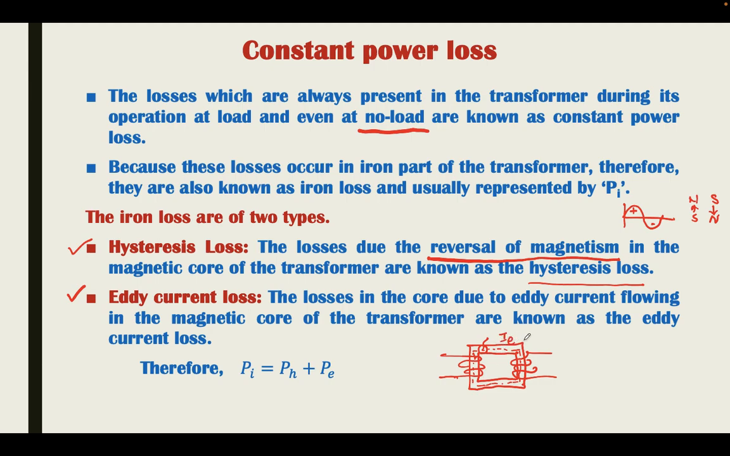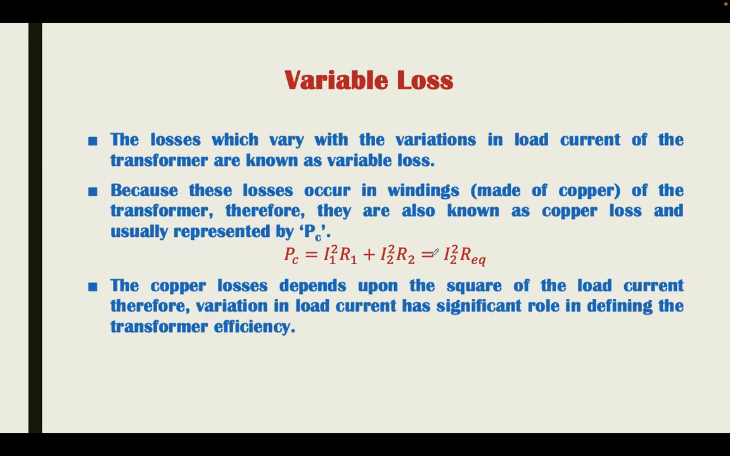Because this core has some resistance, R being the resistance of the core to eddy current, the loss will become I square R, and hence eddy current losses are nothing but the losses due to the current flowing in the core of the transformer. Whereas hysteresis loss is the loss in the transformer core because of reversal of magnetism. These two components occur in the core of the transformer, and the transformer core is made of iron, so they are sometimes also known as iron loss.